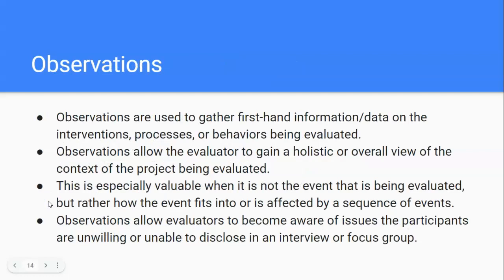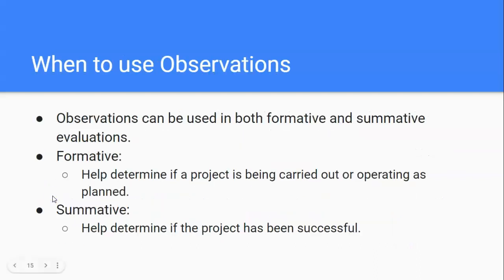Observations are used to gather first-hand information or data on the interventions, processes, or behaviors being evaluated. Observations allow evaluators to become aware of issues the participants are unaware of or are uncomfortable disclosing in an interview or focus group. Observations can be used in both formative and summative evaluations.